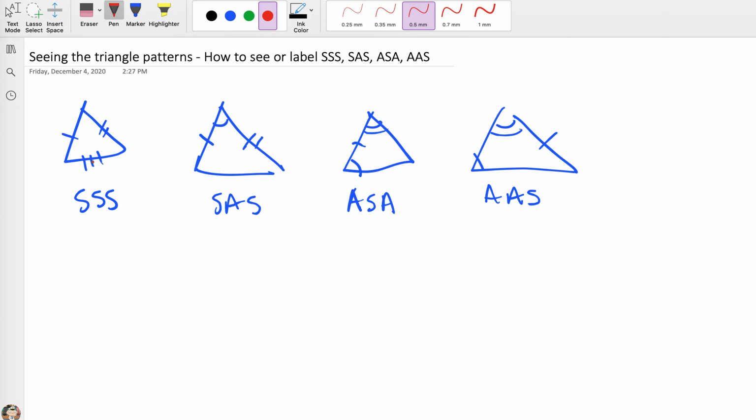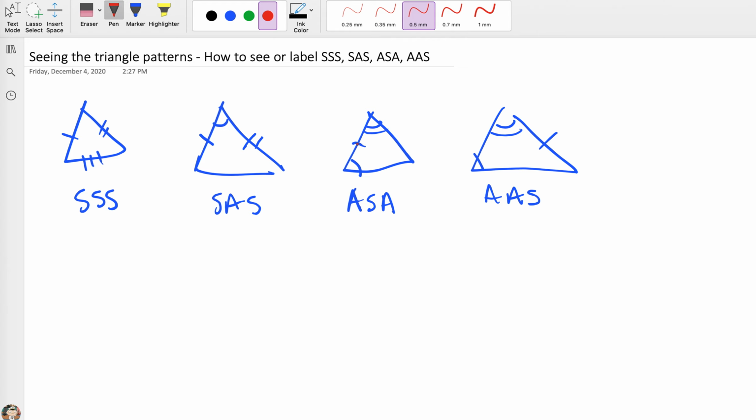So what we learned about was side, side, side. It has 3 sides, and there are no angles marked, so it's pretty easy to recognize that one. The second one is side, angle, side. It's like a sandwich with the angle as the ham and the 2 sides are like the bread. So the angle has to be in between, or being formed by, those 2 congruent sides.